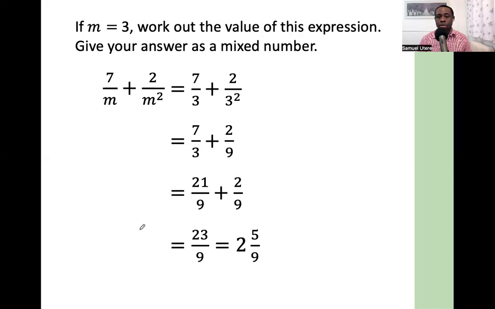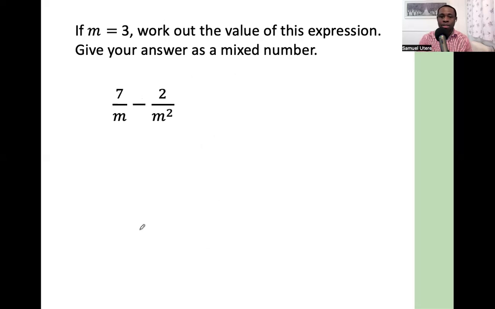Okay? How do we do that? In case you've forgotten, 23 divided by 9 is 2. We can only have 2 lots of 9 from 23. Why? 9 times 2 is 18. So we can only get 2 lots of 9. So our remainder will be 5. So the answer will be 2 5/9.